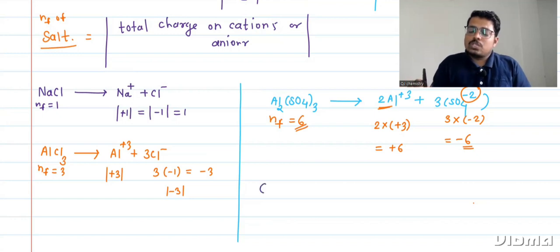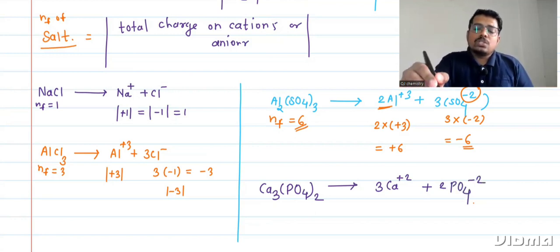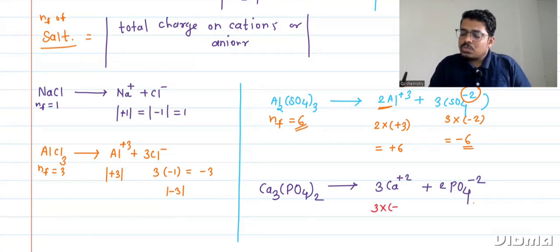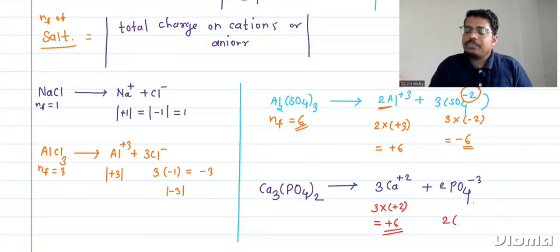Next example, calcium phosphate. Calcium phosphate on dissociation gives 3 Ca²⁺ ions plus 2 phosphate ions. So what is the total charge on the cation? 3 into +2, which is equal to +6. And for phosphate ions, 2 into -2 is equal to -4. Sorry, there's some mistake here. In phosphate ion, the charge is not -2, the charge is -3. So 2 into -3 is equal to -6, and the n factor of calcium phosphate is equal to 6.